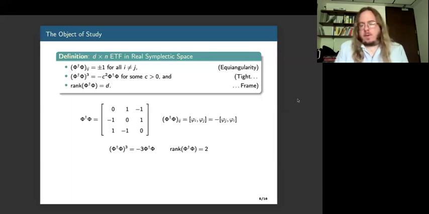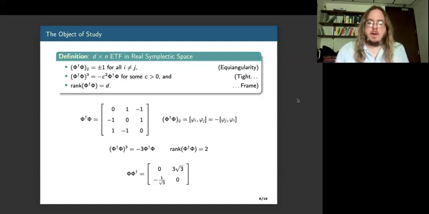So for those of you who do stuff with frames, you might be curious about the frame operator. For those of you who don't know what that is, it's just changing the order of phi and phi dagger here. In general, the frame operator in this space is not always nice. For example, the frame operator here is this thing. This is not even unitarily diagonalizable.